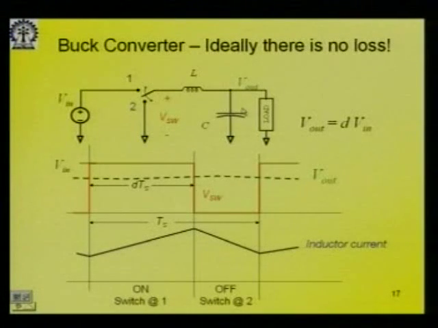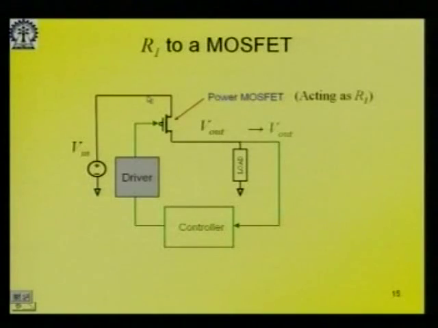Practically speaking, there will be some losses, in the sense that the switches will not be ideal, and inductors and capacitors will not be ideal. But ideally speaking, this will be a lossless circuit, right. So, that is the beauty of this compared to the earlier circuit that we had. In the earlier circuit we had a control switch, but there will be a constant drop across this switch, right.